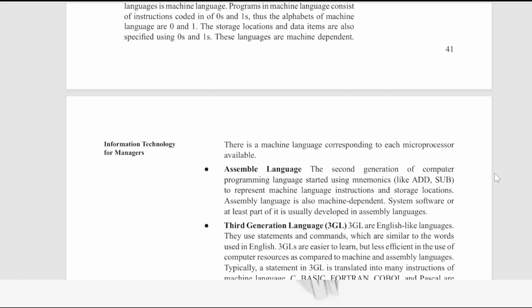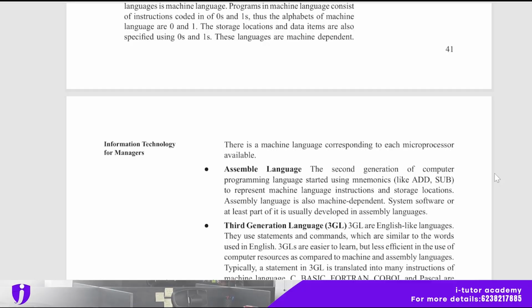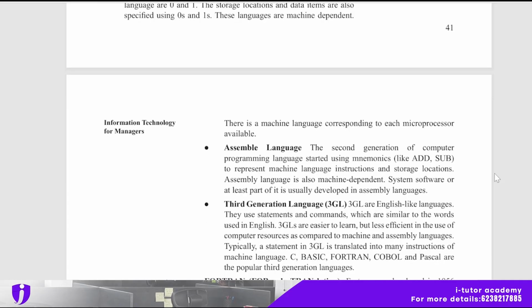Assembly language, the second generation of computer programming language, started using mnemonics, like add, sub, to represent machine language instructions and storage locations. Assembly language is also machine dependent, and system software, or at least part of it, is usually developed in assembly language. Third generation languages, that is 3GL. 3GLs are English-like languages. They use statements and commands which are similar to the words used in English.